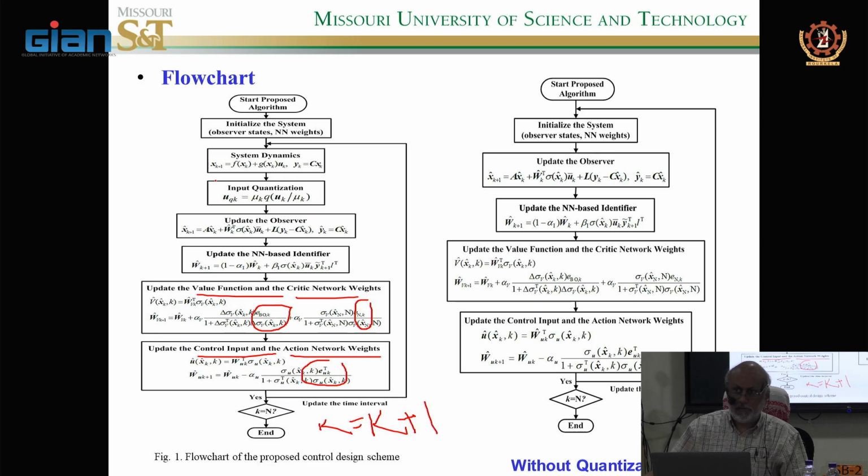And then you go back. Okay, so you see that there is an input quantizer here. You also can use a state quantizer. Here, there is no quantizer. So you basically have the observer, identifier, value function critique update, and control input. So basically there is no quantizer. That's the difference between without quantizer and with quantizer. Got it?